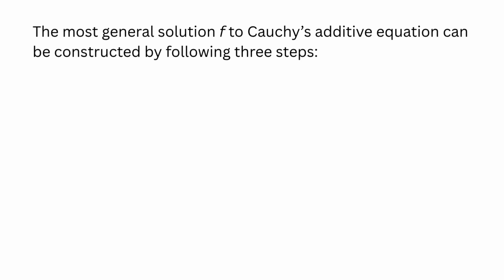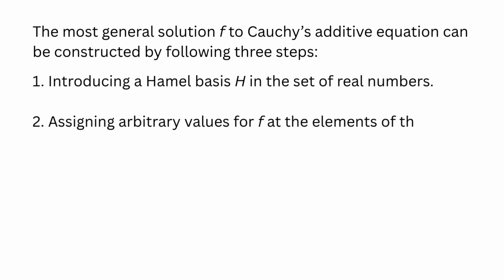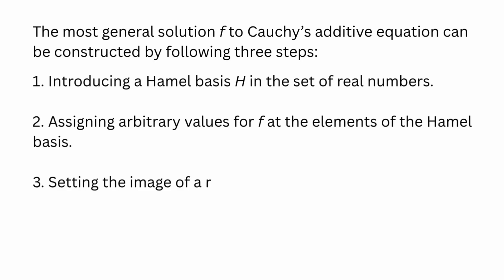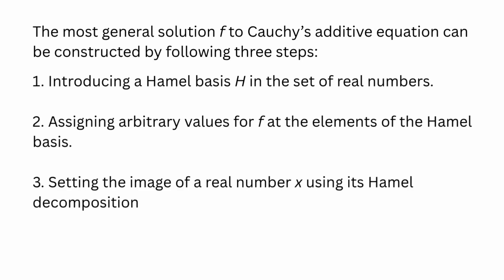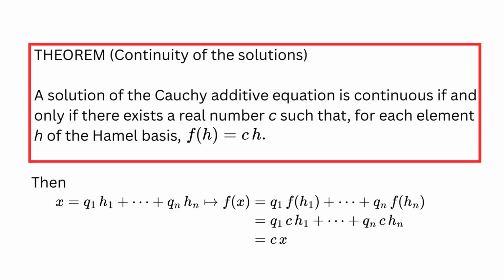Therefore, we have shown that the most general solution f to the additive Cauchy equation is found by following the next three steps. One, introducing a Hamel basis H in the set of real numbers. Two, assigning arbitrary values for f at the elements of the Hamel basis. Three, setting the image of a real number x using its Hamel decomposition and the following rule. Given what we know for the continuous solutions of Cauchy's additive equation, we can state the following theorem immediately. A solution of the Cauchy additive equation is continuous if and only if there exists a real number c such that each element h of the Hamel basis is mapped to c times h.